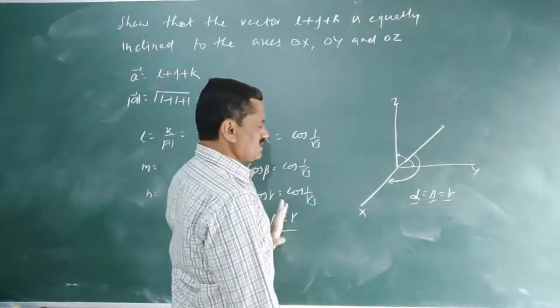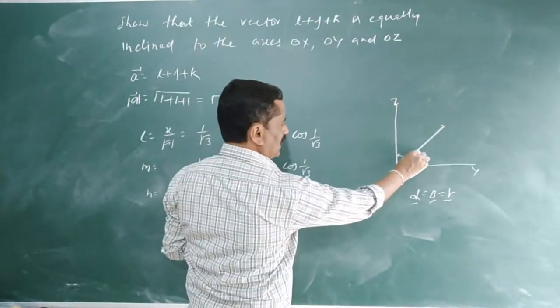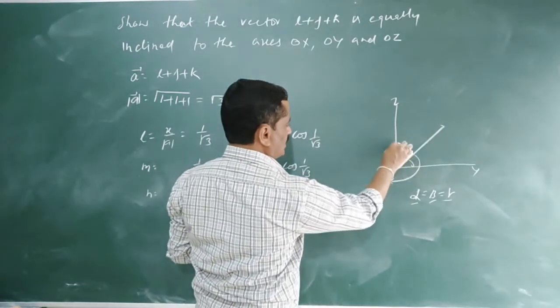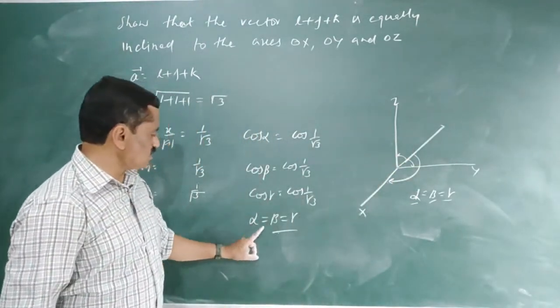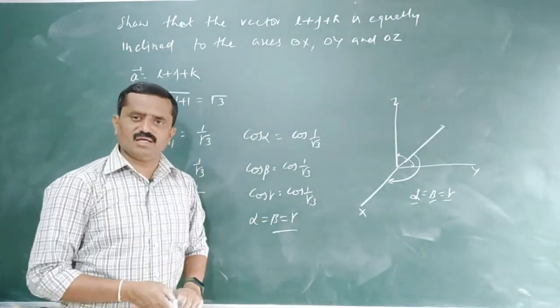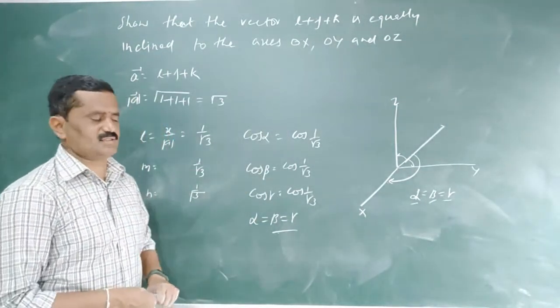So very simple, we need to find that the angle made by this vector is the same with the x axis, y axis and z axis. Therefore we have alpha is equal to beta is equal to gamma. Therefore this vector is equally inclined to the coordinate axes.